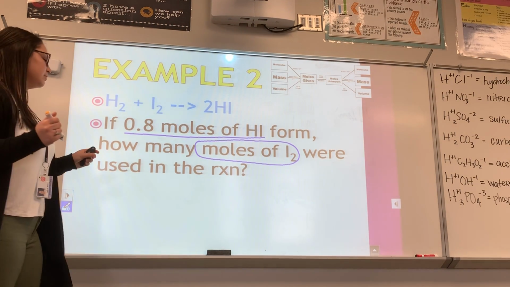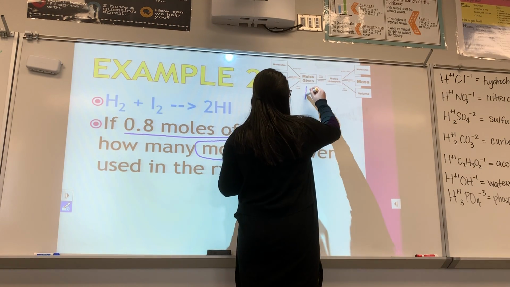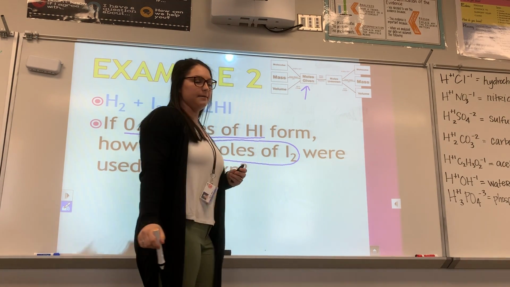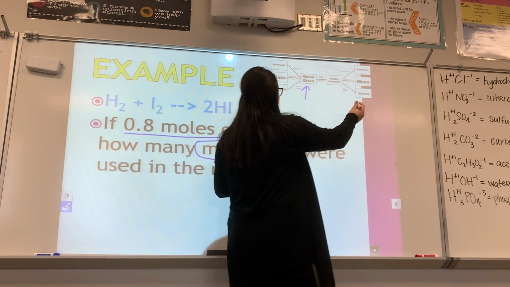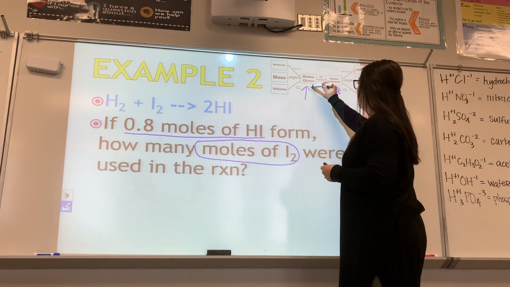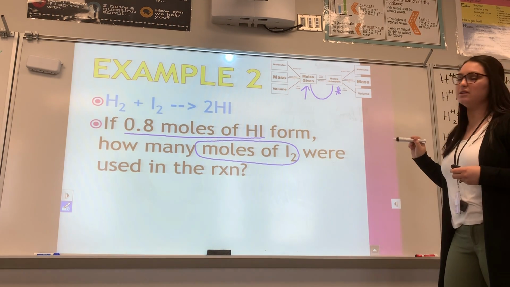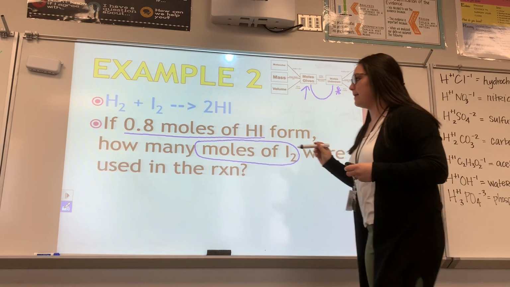Then I look at my stoichiometry map. I am given moles, so I'm going to draw an arrow to what I'm starting at. And I'm going to draw a star where I need to go. I loop to what I need to do. I have 1 loop, so this is a 1-step problem.